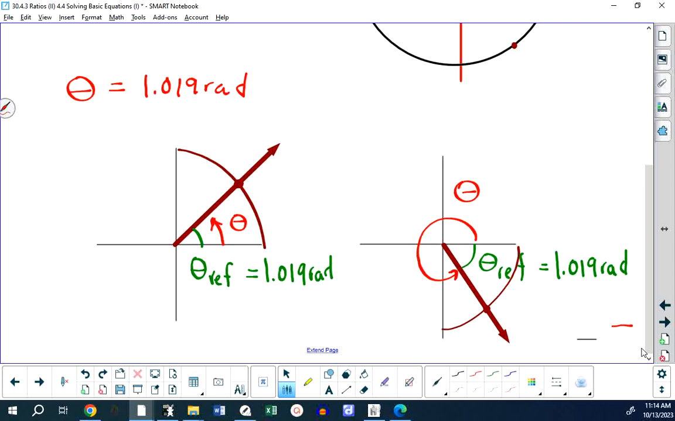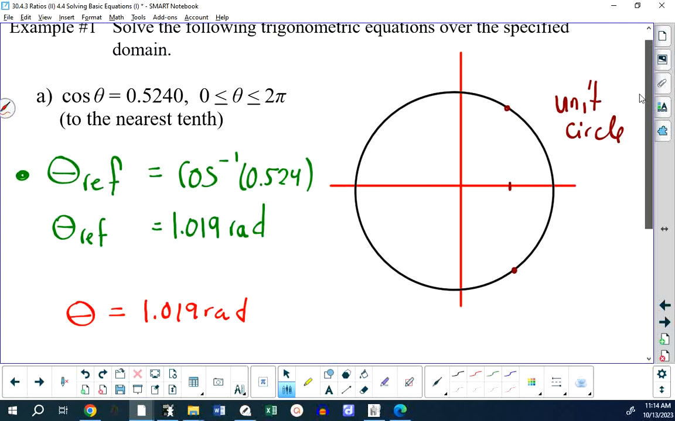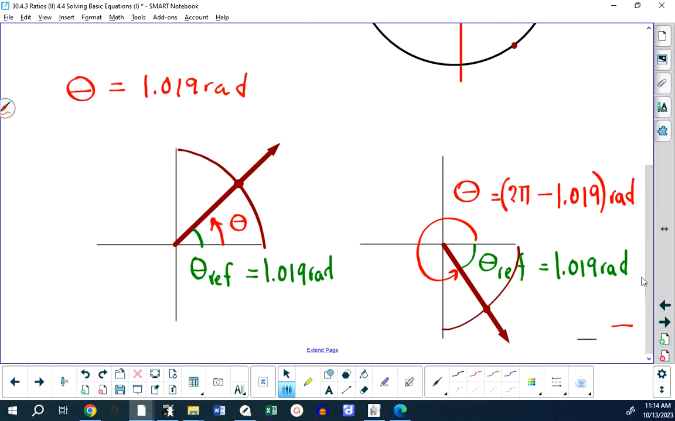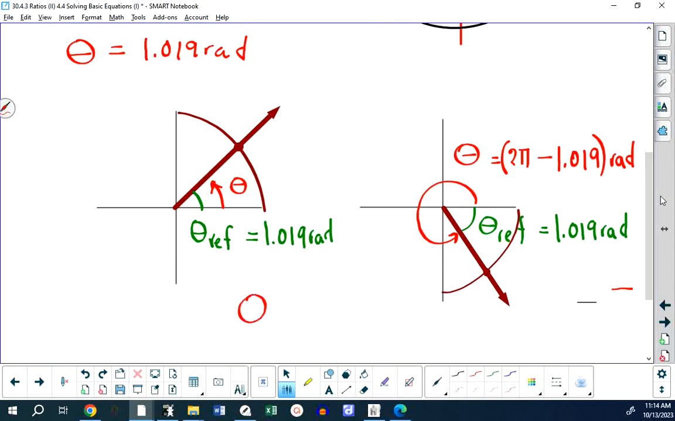I hope it's clear that this rotation angle is going to be a full revolution minus the reference angle. Well, a full revolution is 2 pi minus that 1.019. And that is the number of radians of the second rotation angle. Now, what were we asked? Just look carefully here. It says to the nearest tenth. So what we would put for answers is that theta in between 0 and 2 pi is 1.0 rads.